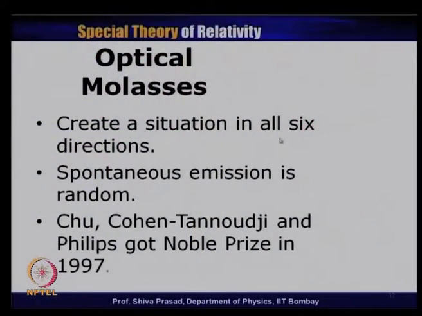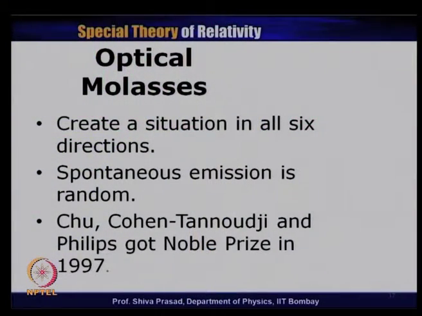This system of 6 lasers is called optical molasses. It creates a situation in all 6 directions. I must also say that when the photon is absorbed, the atom will also emit it back, which we call spontaneous emission. But this spontaneous emission is generally random in all directions. Therefore, it increases the temperature by a certain amount, but we can show that overall the gas will cool down. In fact, Chu, Cohen-Tannoudji and Phillips got the Nobel Prize in 1997 for laser cooling and related experiments.